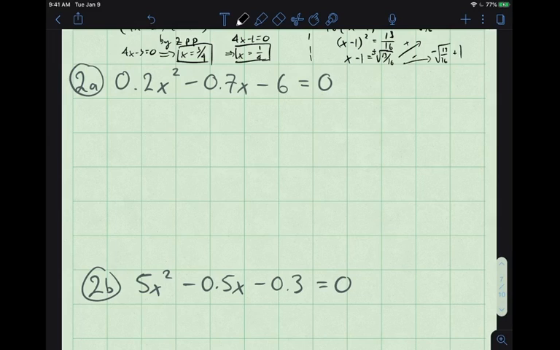For these next two, if you have a calculator, you could go ahead and use the quadratic formula from here. When you see decimals, you can multiply everything by 10.